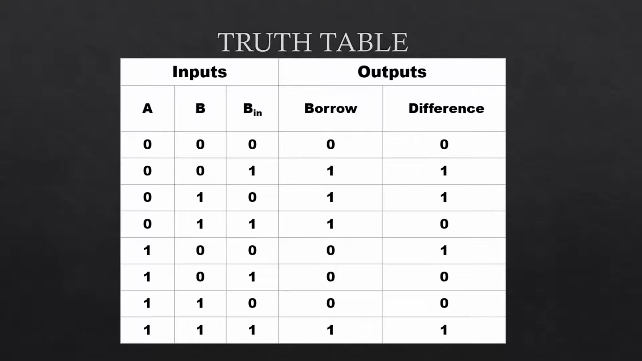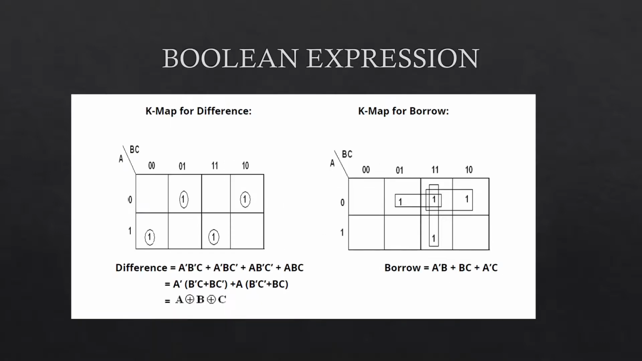When A is 1 and the remaining B and B in are 0, then the output borrow is 0 and difference is 1. When A and B in are both 1 and B is 0, then the outputs borrow and difference are both 0. When A and B are both 1 and B in is 0, then the outputs borrow and difference are both 0. When all the inputs A, B and B in are 1, then the outputs borrow and difference are also 1. This is the Boolean expression for the full subtractor.